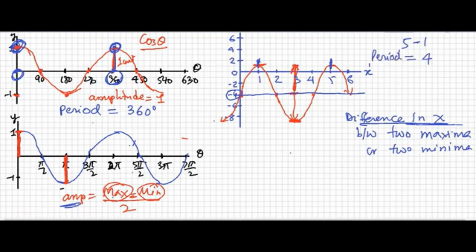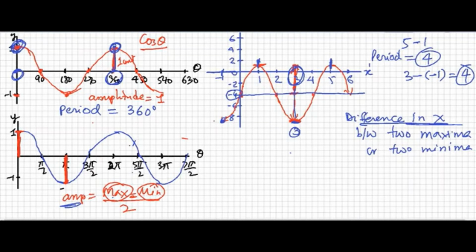I can also take minimum. So this is one minimum, which is 3. Correct? Here it's 3. But I don't know the second minimum. But I know that if I go in negative direction, at minus 1 it will be minimum. Yes or no? So 3 minus minus 1 is 4 again. Same period. Right? In some cases, like this one, you do not know two maxima or two minima because they are not drawn. But you know one maximum and one minimum.